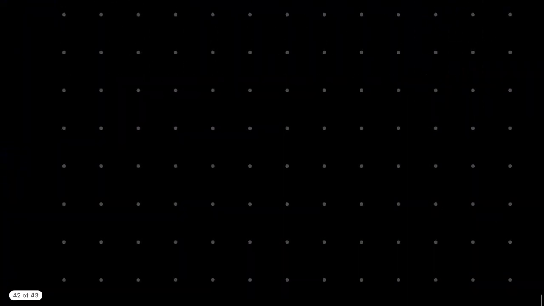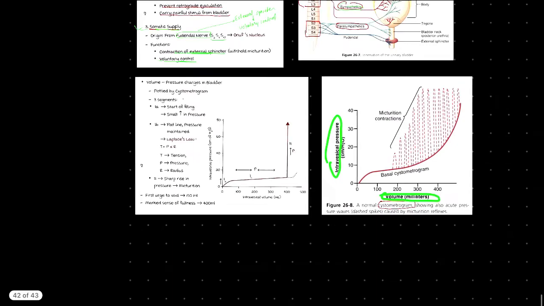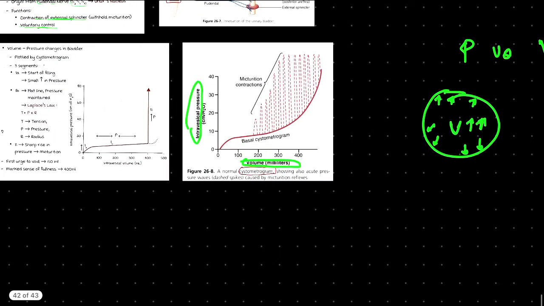Now talking about the next phase, there is a sharp rise in pressure, and that will result in micturition. The first urge to void is at 150 ml, and there will be a marked sense of fullness when there is 400 ml of urine in our urinary bladder. So this was about the cystometrogram.